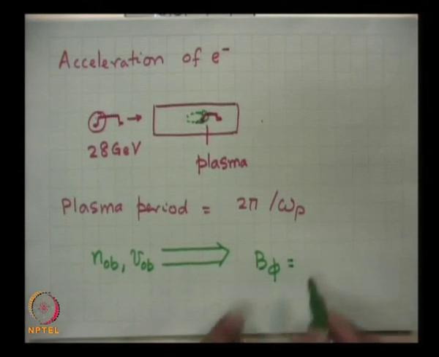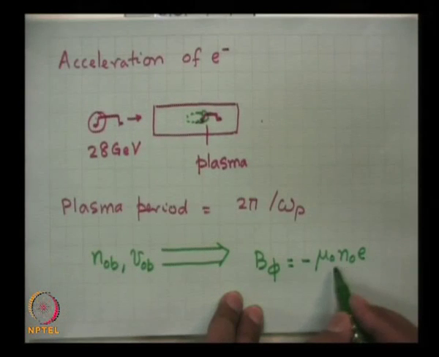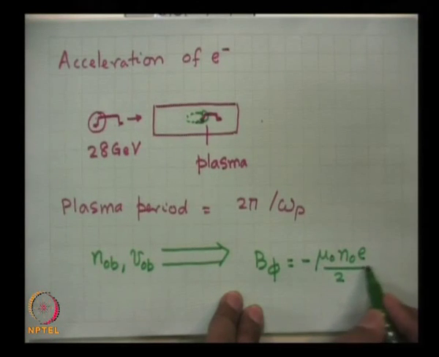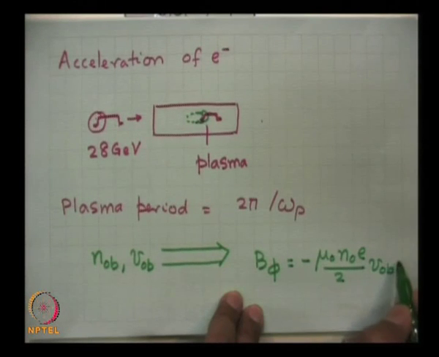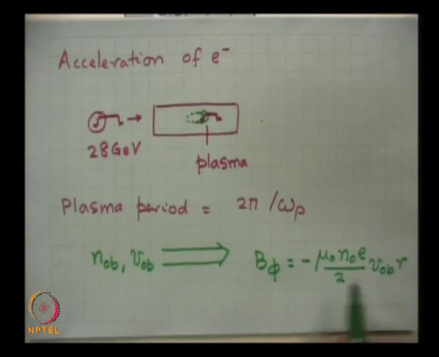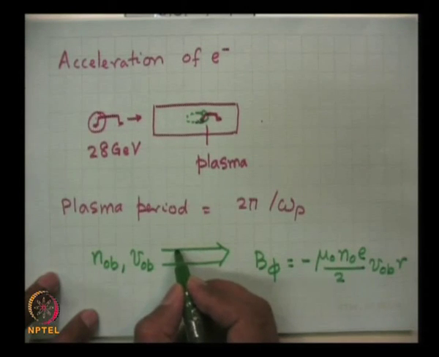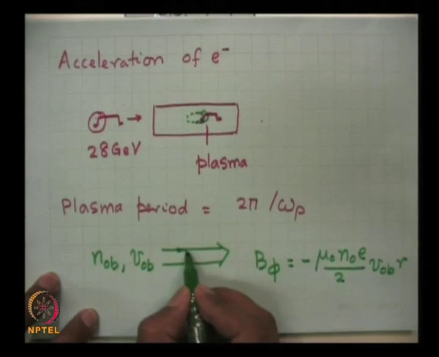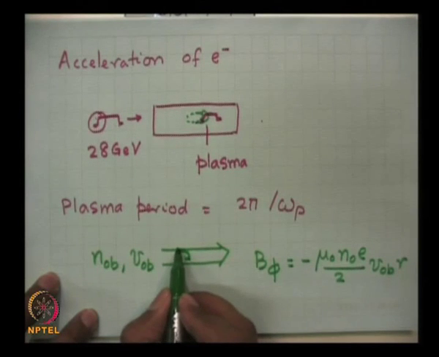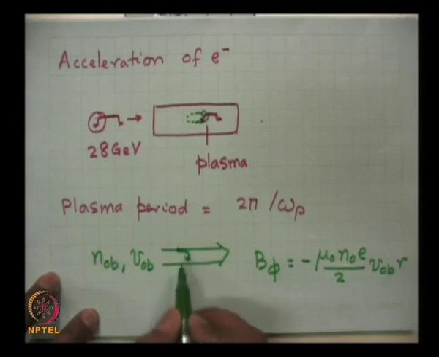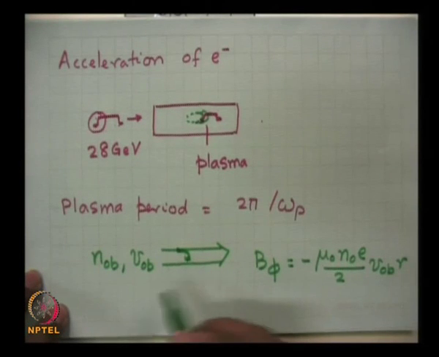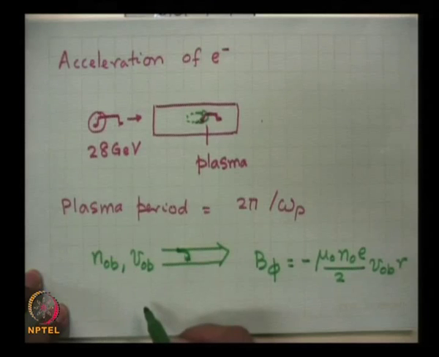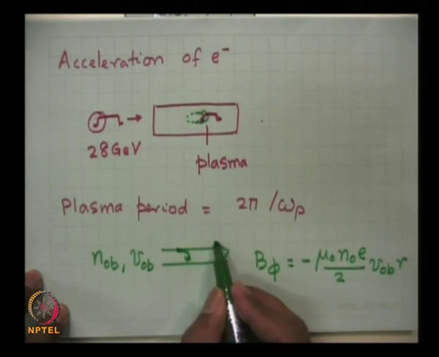It turns out to be minus mu 0 n0 e upon 2 v0b into r. What is the consequence of this magnetic field? The electrons which are at the periphery, under the Lorentz force, have a tendency to come down, and they go like this. So, when the electron from the periphery goes to the axial region, its axial velocity slows down and it may even come back. So, the beams cannot carry too much current.